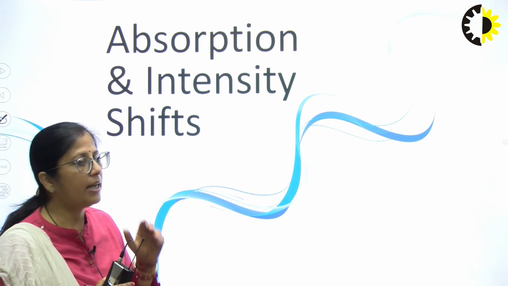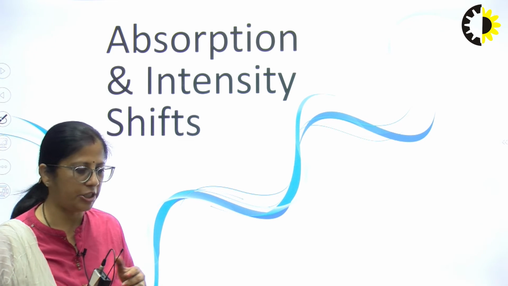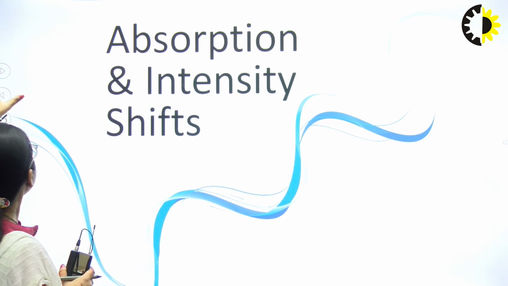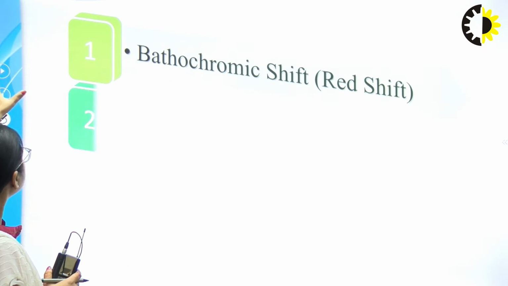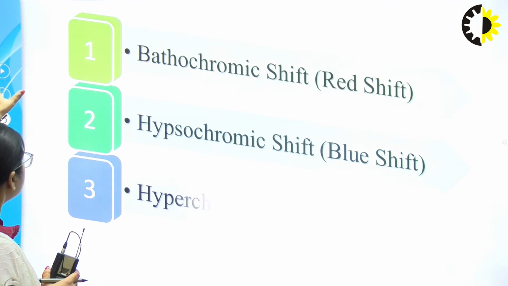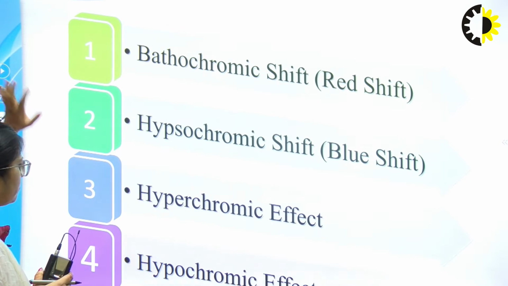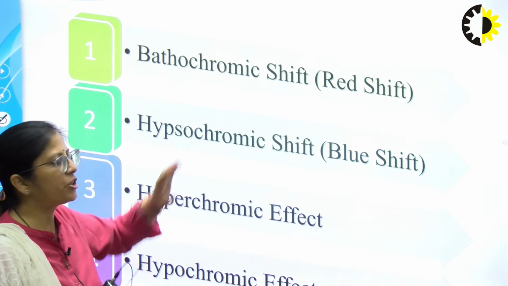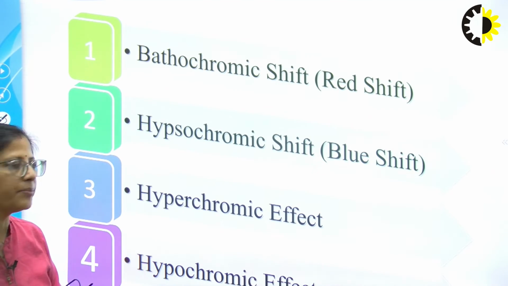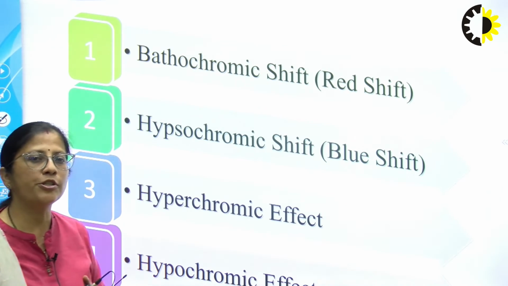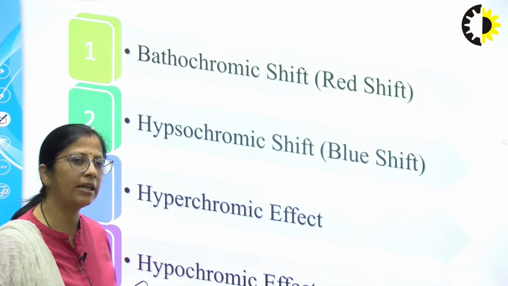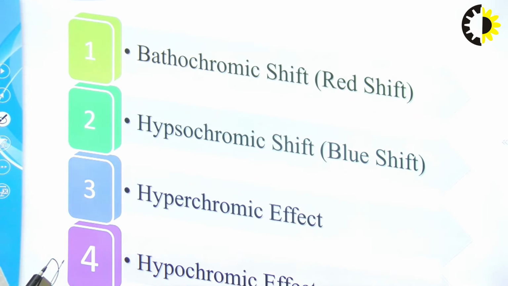Next, coming to the absorption and intensity shifts, the lambda max shifting. Four different types of shifts are there: bathochromic shift, which is also known as the red shift, hypsochromic shift, which is also known as the blue shift, the hyperchromic effect and the hypochromic effect.